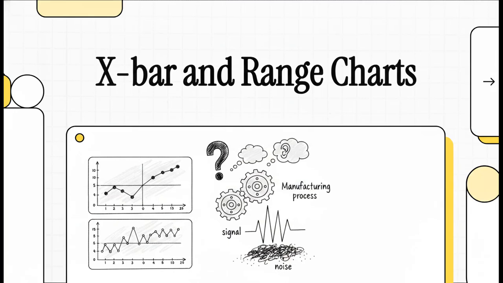Welcome to the Explainer. Today, we are demystifying X-bar and range charts, and we're going to show you exactly how to build them, how to read them, and most importantly, how to use them to catch process failures. If you've ever looked at a chaotic manufacturing process and wondered how in the world you separate the actual meaningful signals from the everyday noise, well, you're in exactly the right place. We're going to break down the math, walk through a real practical example, and learn how to truly listen to the voice of a process.